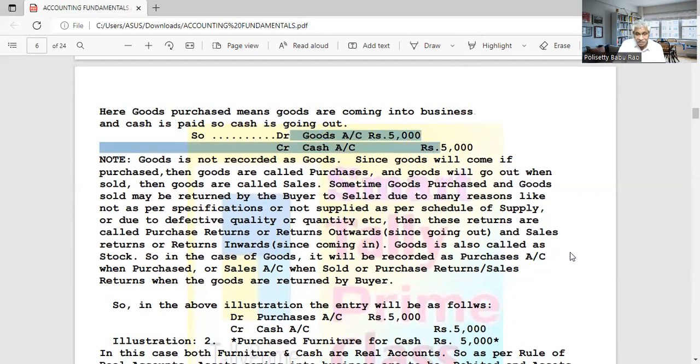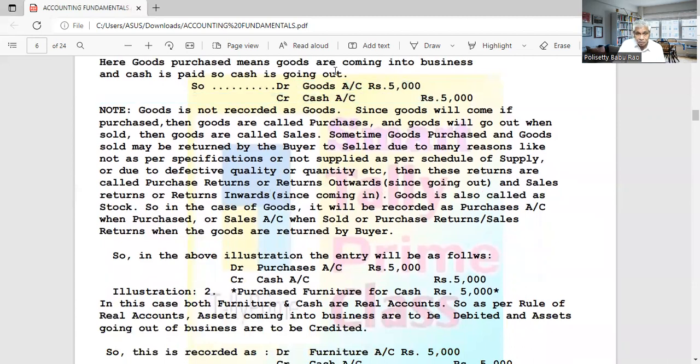So in every transaction involving the goods, we have to see what is happening and why the goods are coming in or why the goods are going out. And as per the circumstance, we have to write the name. Goods will be written in four names: purchases account, sales account, purchase returns, sales returns. So four accounts will be written instead of goods. All four accounts are goods only, but they are written under different names.